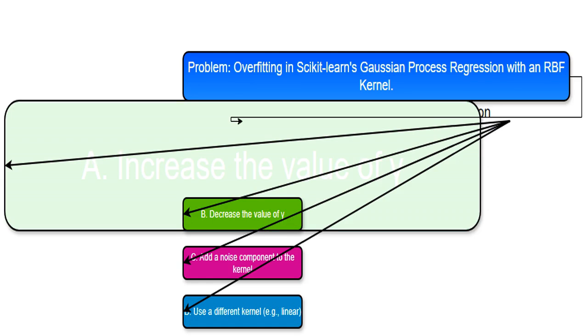Increasing gamma would worsen the overfitting. A larger gamma makes the model extremely sensitive to even small changes in the inputs, allowing it to fit the training data too closely, including the noise. This would lead to a very complex model that doesn't generalize well.